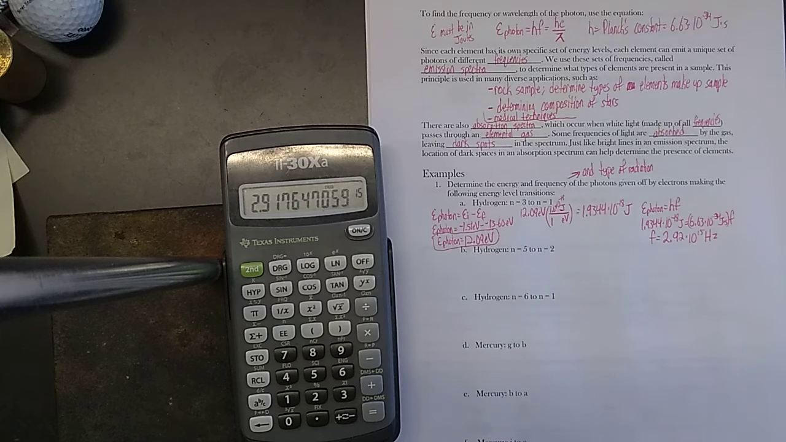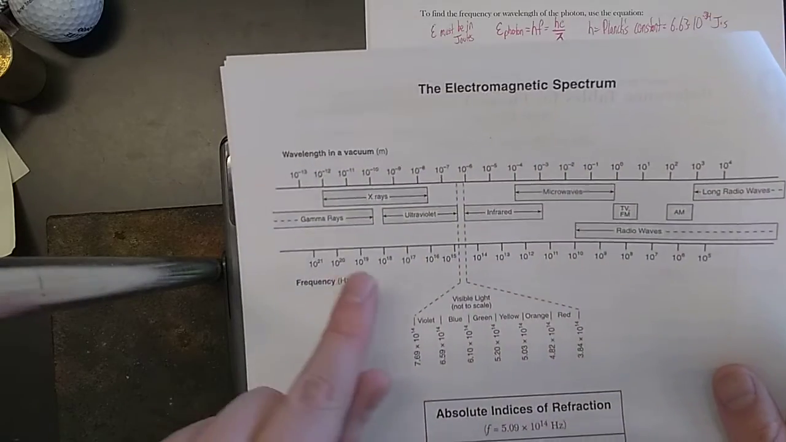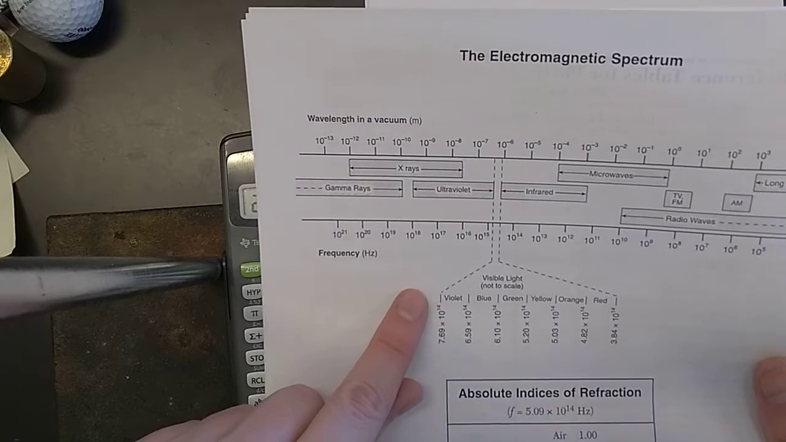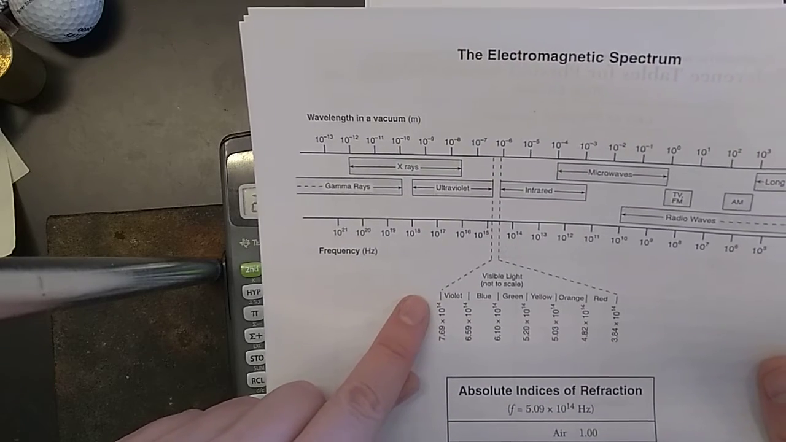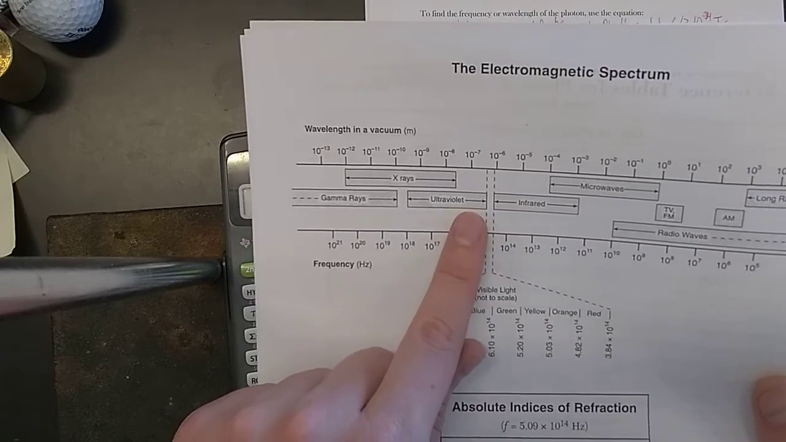That's the frequency. In order to determine the type of radiation, we go to page 2, the electromagnetic spectrum chart. We look for times 10 to the 15th hertz. So the upper bound of violet is 7.89 times 10 to the 14th, so this clearly isn't visible light. This is between 10 to the 15th and 10 to the 16th. It must be ultraviolet.